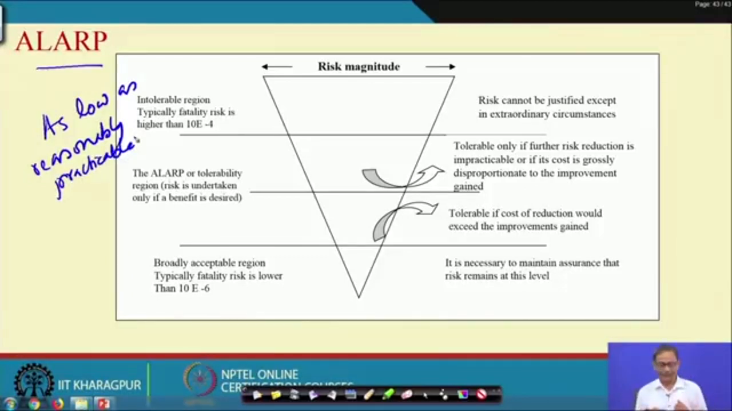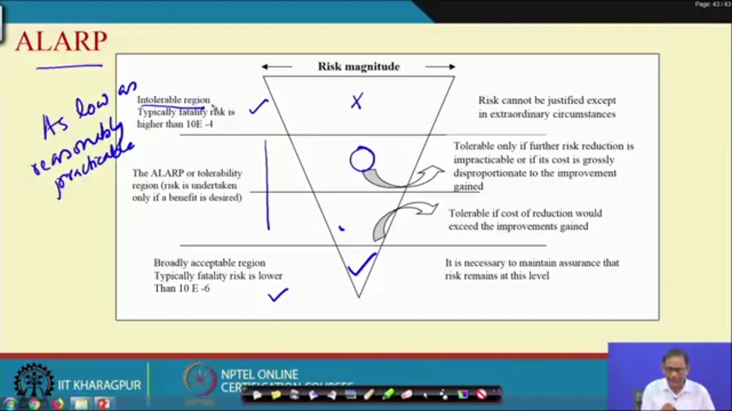This is basically a guideline to understand the acceptable risk. There are three regions: region 1, region 2 and region 3. This is the intolerable region. When you identify risk, quantify risk for your job, for your location or for your plant as a whole, and see whether the risk value is falling here. This one is the intolerable region: risk cannot be justified except in extraordinary circumstances.